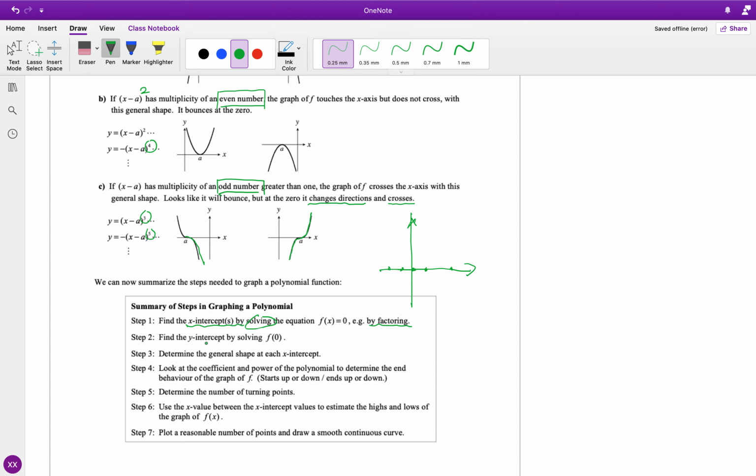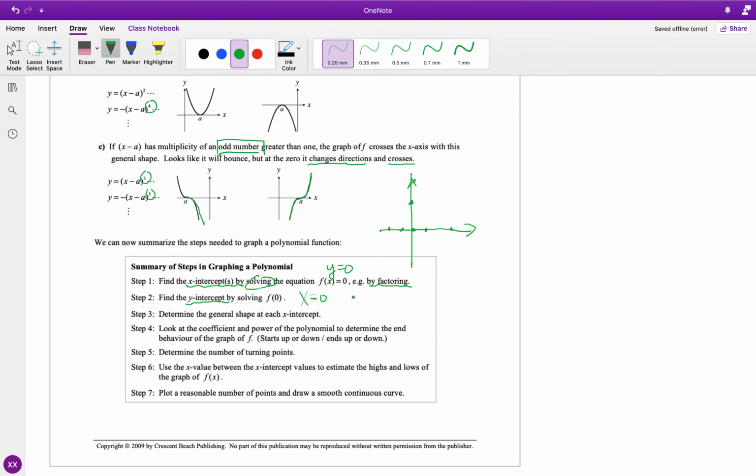And now, of course, through graphing linear or quadratic functions, we have understood how important the y-intercept is, right? It is where the graph would cross the y-axis at a certain point. So that's very important. For this one, solve for x equals 0. For the x-intercept, y equals 0. All right, then determine the general shape at each intercept. So then we're going to use the multiplicity. I use a big M, just not to be confused with the small m as a slope.